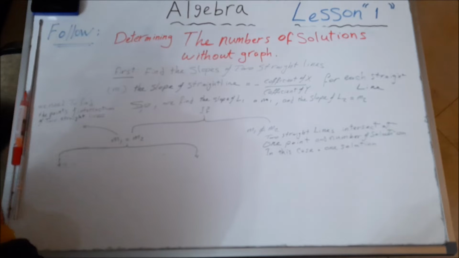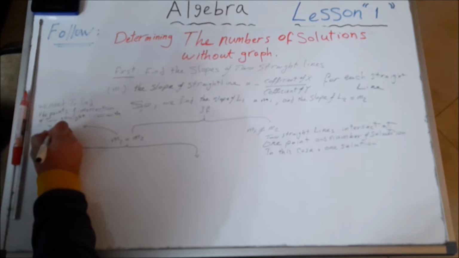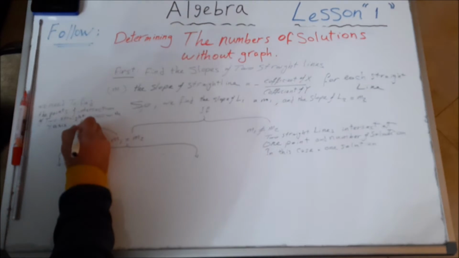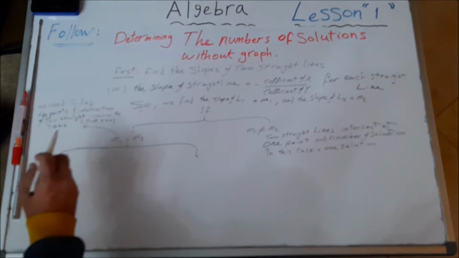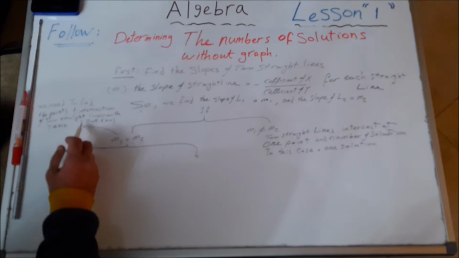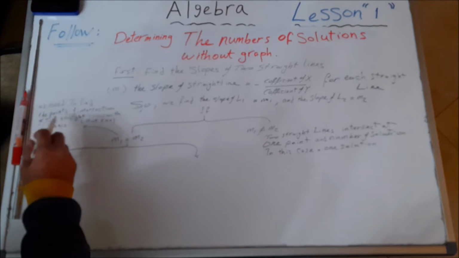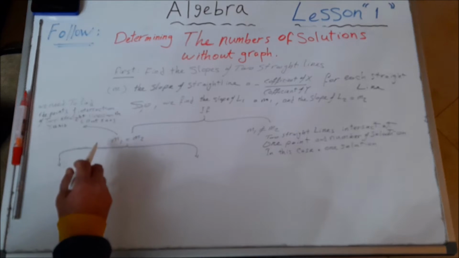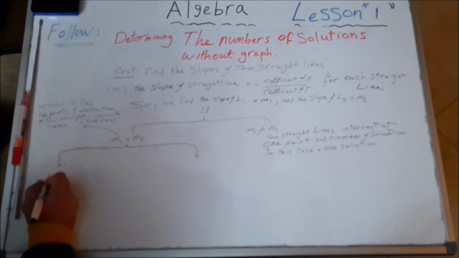تمام؟ مع مين؟ intersect مع مين؟ with الواي axis. يعني ايه الكلام ده؟ يعني بين قوسين put x equal 0 to find the points of intersection of two straight lines with y axis. في الحالة دي in this case put x equal 0.